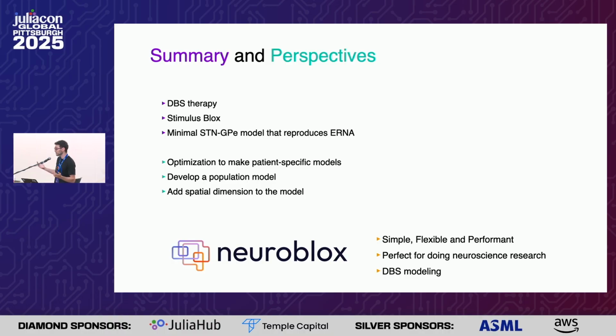So some next steps could be to develop an equivalent population model to make the simulations faster and more proper to be incorporated into some optimization procedure and in order to make some patient-specific models. And also, most importantly, to add the spatial dimension to the model so that this model could be used to guide the surgery and the positioning of the electrode.